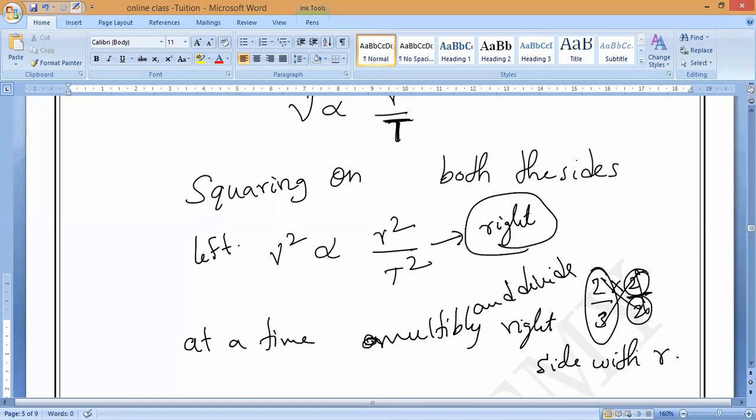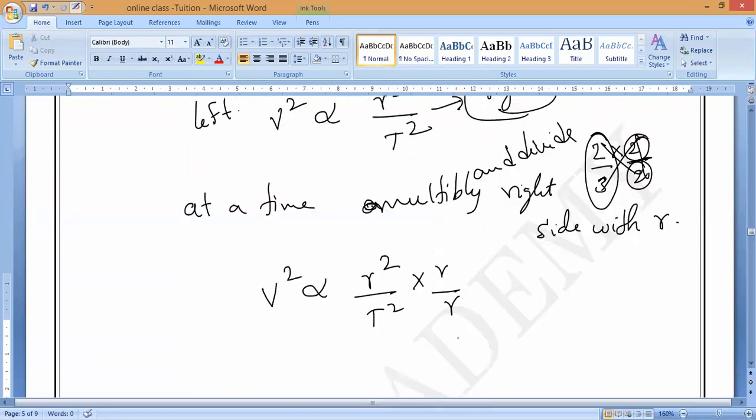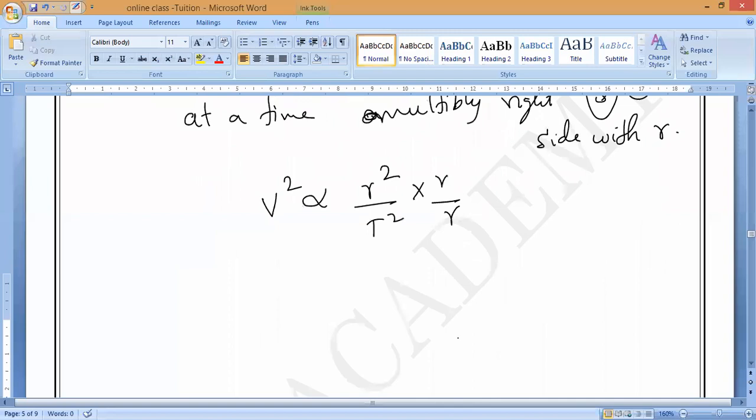With R, what will happen? You tell me. V square is directly proportional to R square by T square into R divided by R. Is it yes or no? Correct? Now, V square is directly proportional to R square into R. How much? R cube. R square into R cube.